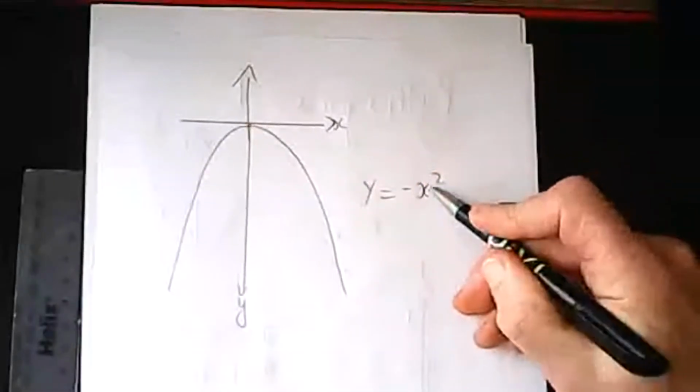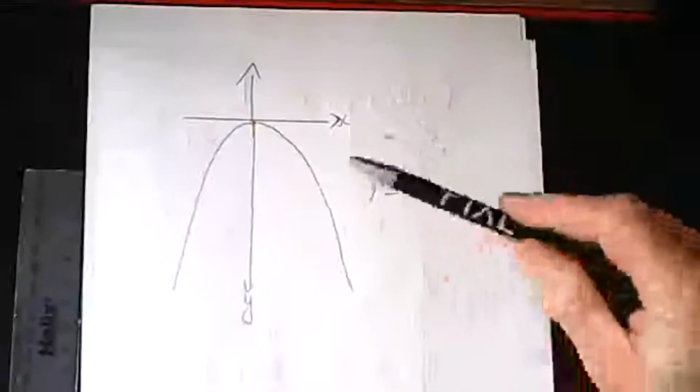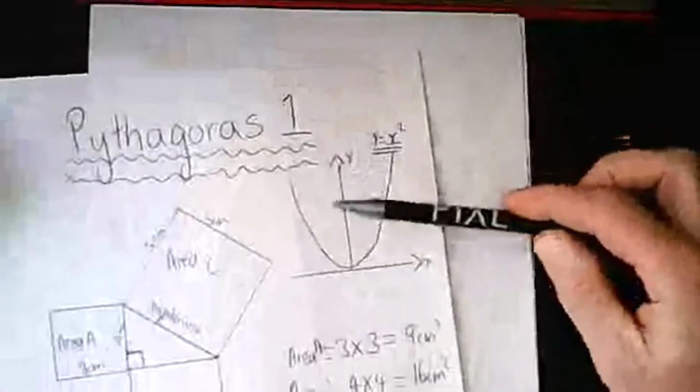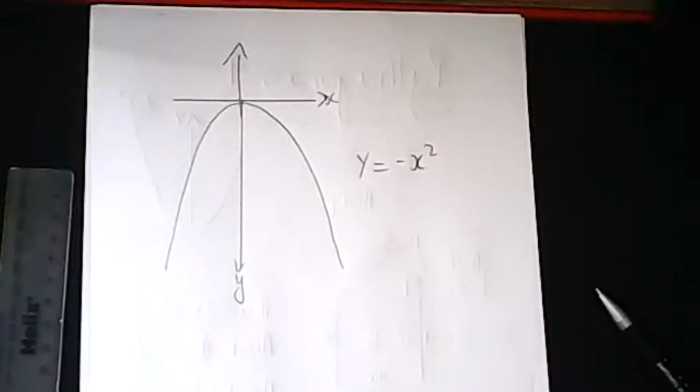And just a sideline while we're talking about that, it's actually a reflection in the x-axis for those of you doing higher level. If you're doing intermediate, it's just good enough to learn which is which.